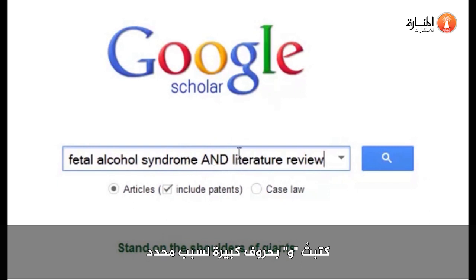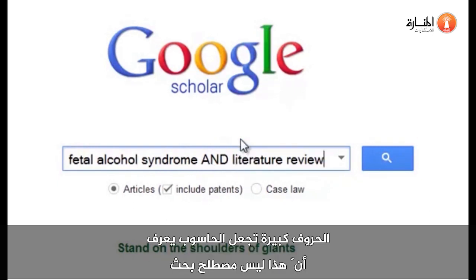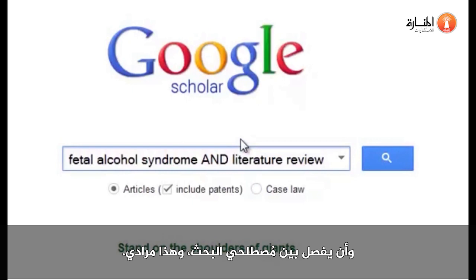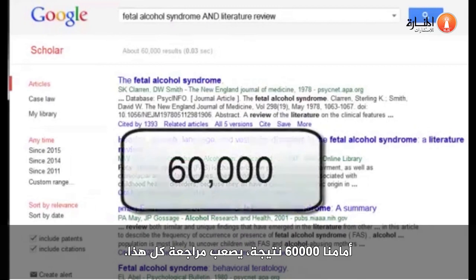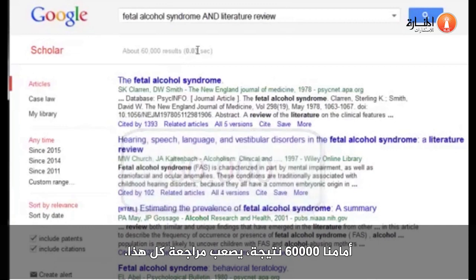Now I've put the "and" in capital letters here for a very specific reason. With it all in capital letters, it tells the computer this is not a search term, but that it is separating two search terms, and that I want all sources that have both of those terms in them. Let's go ahead and execute the search here. Whoa, and we come up with 60,000 hits. That's way too many for us to really process.